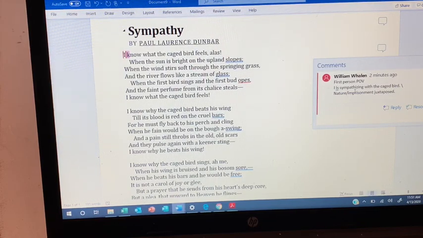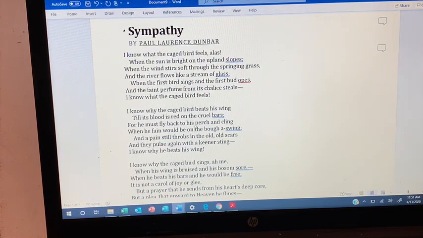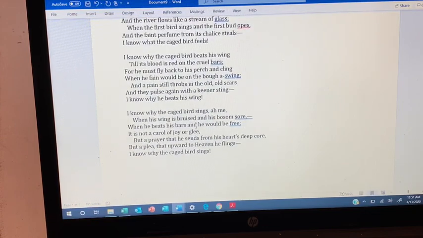Those are the things that are being juxtaposed. And we have to ask ourselves the question, why does this I, the speaker of this poem, identify with the caged bird? He knows what the caged bird feels because the caged bird wants to be outside, but he can't because he's imprisoned. So who is this I? Who is this speaker? We ask this question. Let's go to the next stanza.